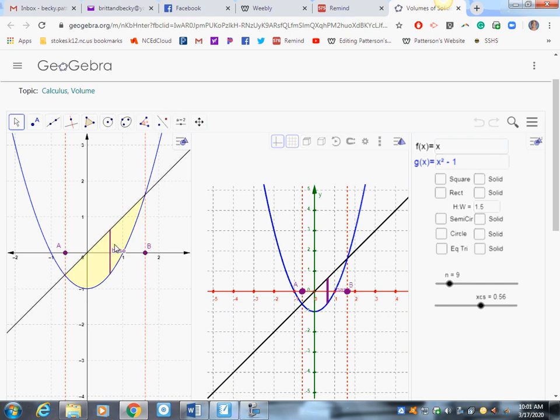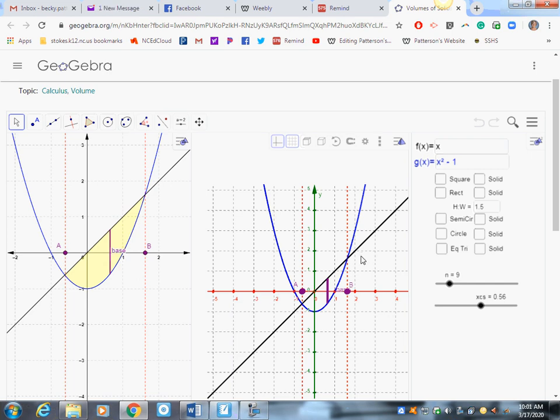This yellow part is the enclosed figure. So I could find the area of this figure. I could pick an axis of rotation, rotate it around that axis, and find the volume. But what we're going to do today is take this yellow shape, this figure, and lay figures on top of it.